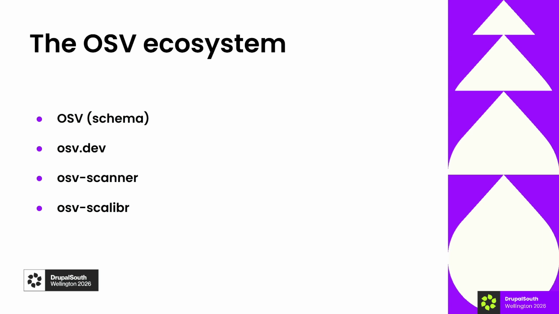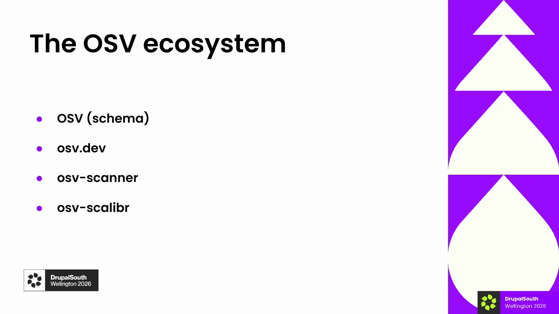We then have OSV-Scanner, that's our CLI component. To me, sort of the front end, that really has 3 high-level layers to it. We have the CLI itself, which then wraps Scanner, the library, which is effectively a high-level way of configuring Scalibr, which I'll talk about in a minute.